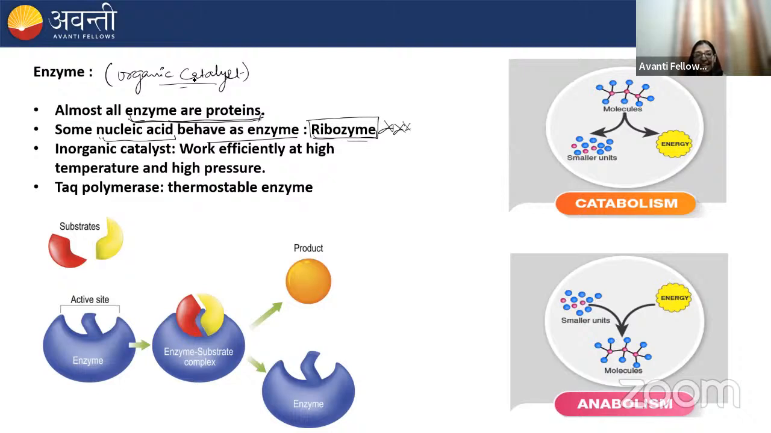But if we extract the enzyme from an organism which is surviving in a very high temperature condition, that enzyme can work efficiently at high temperature because those enzymes would be thermostable enzymes. For example, Taq polymerase. Taq polymerase is used in PCR, that is polymerase chain reaction, and it is a thermostable enzyme because it is obtained from an organism named Thermus aquaticus.